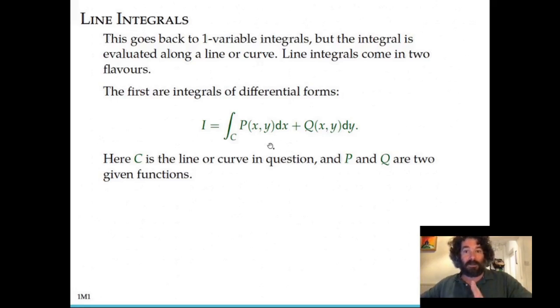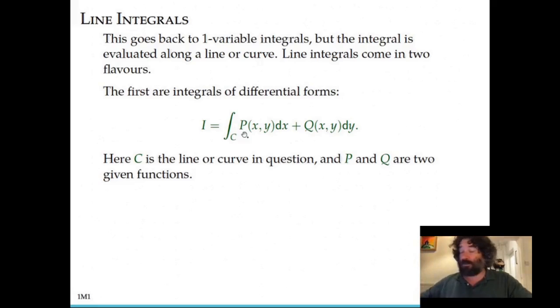And there are 2 things, well, maybe 3 things that occur in this formula. The first is a c, which is a curve, and it has to be an oriented curve. So we have a curve in 2 dimensions that goes through the plane, and we have to have a direction along the curve as well.